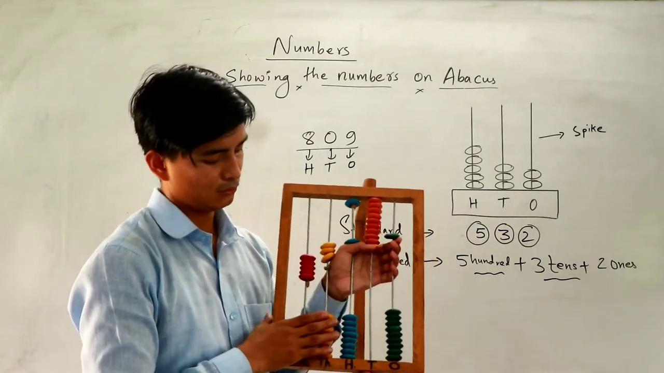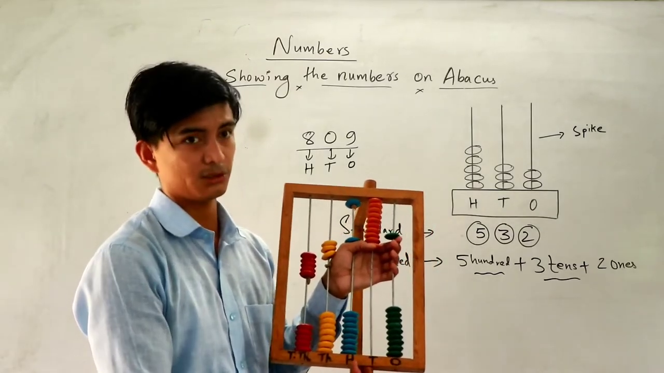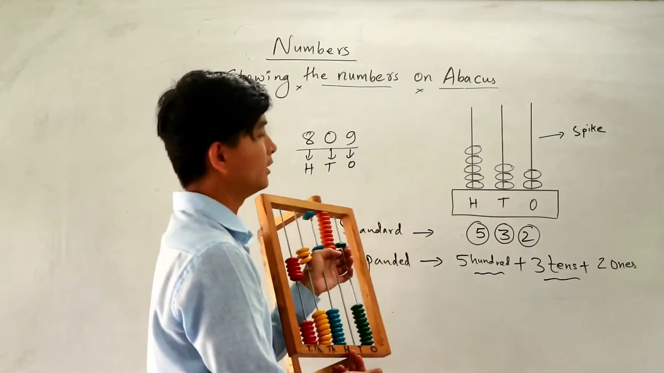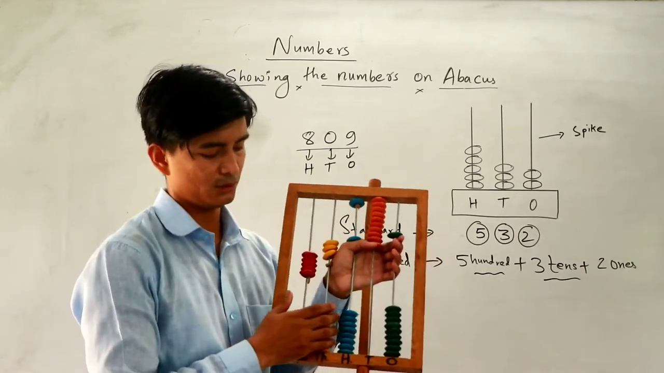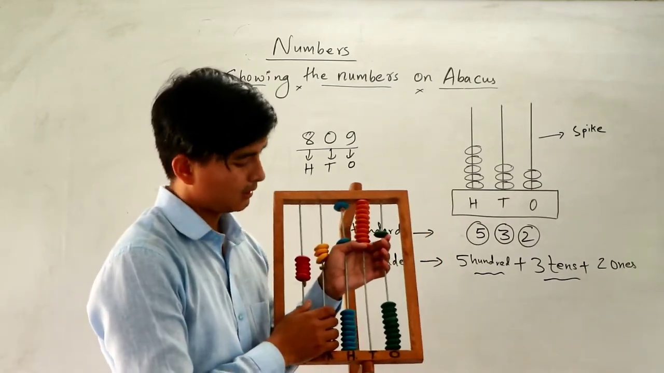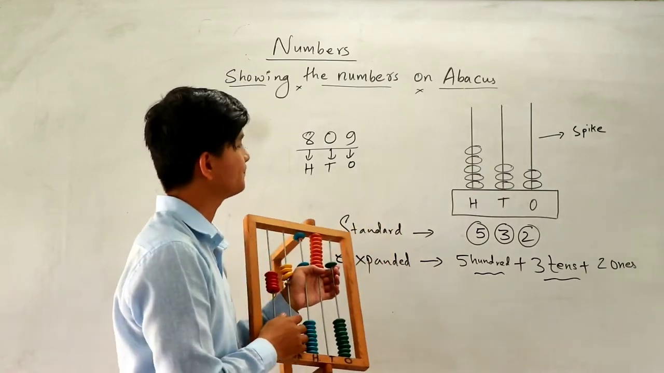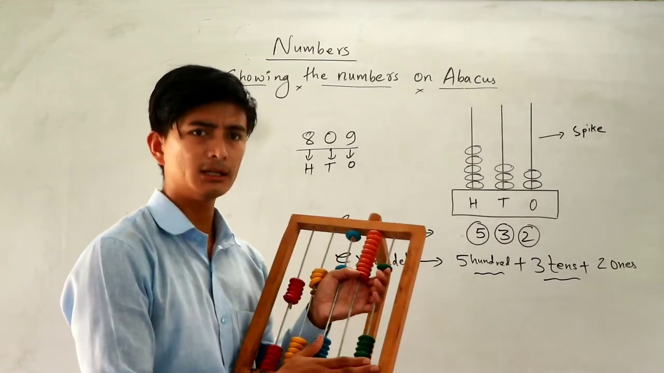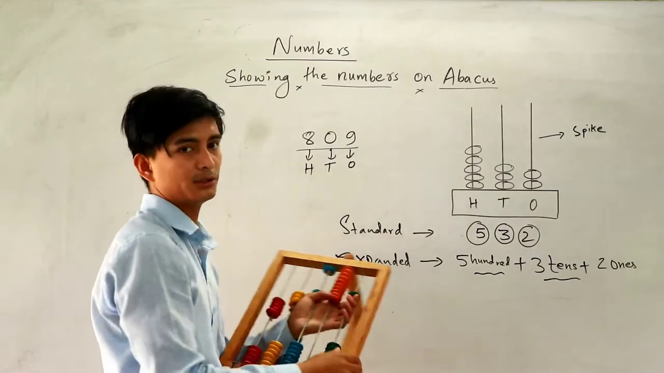So don't look here, okay? We have to look only the 3 digit, because we are learning up to 3 digit numbers, not the 4 digit, not the 5, okay? So like this, you can count it in Abacus and you can write in your copy.